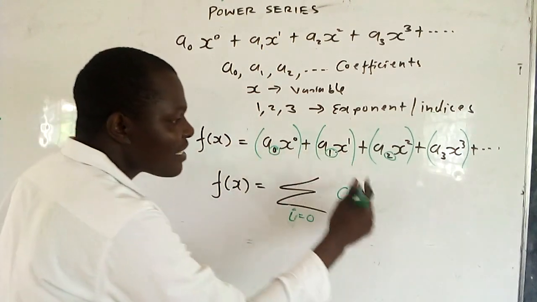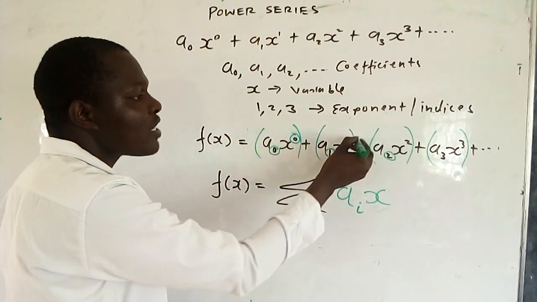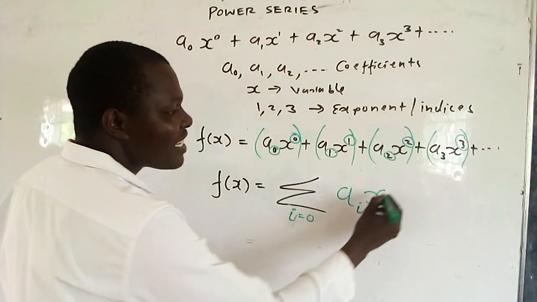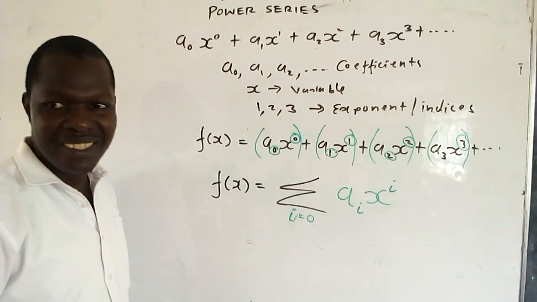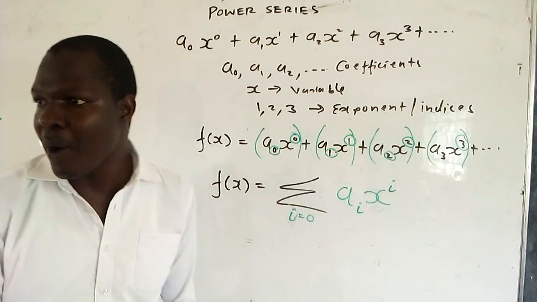Then we have our x is just the way it is. It's not changing. What is changing is this power of x. Power 0, power 1, power 2, power 3, isn't it? So it means it is x raised to power i. Are we together? So you are summing up a_i x raised to power i.